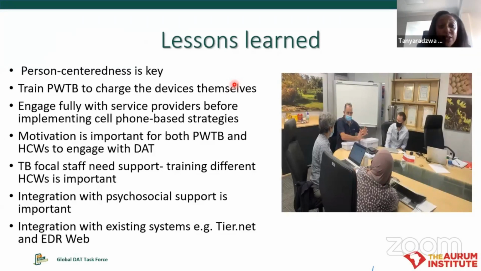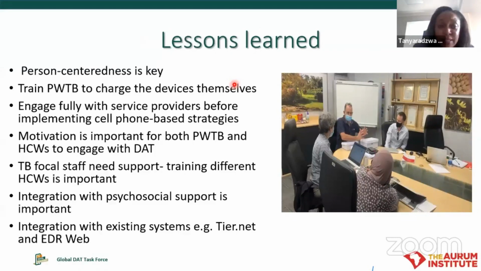And it's also important to engage fully with service providers before implementing cell phone-based strategies. This could have also avoided this need for positive airtime balance. Motivation is important for both people with TB and healthcare workers to engage with the technology. TB focal staff need support, so it's important to train different healthcare workers, for example, pharmacy assistants or data capturers who can stand in if the TB focal nurse is busy.